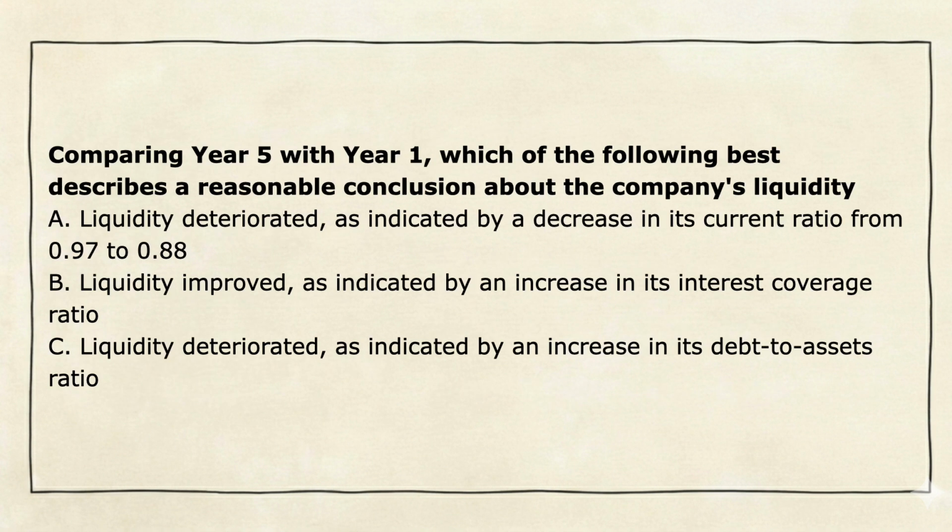Question 10. Comparing year 5 with year 1, which of the following best describes a reasonable conclusion about the company's liquidity? A: Liquidity deteriorated as indicated by a decrease in its current ratio from 0.97 to 0.88. B: Liquidity improved as indicated by an increase in its interest coverage ratio. C: Liquidity deteriorated as indicated by an increase in its debt to assets ratio.